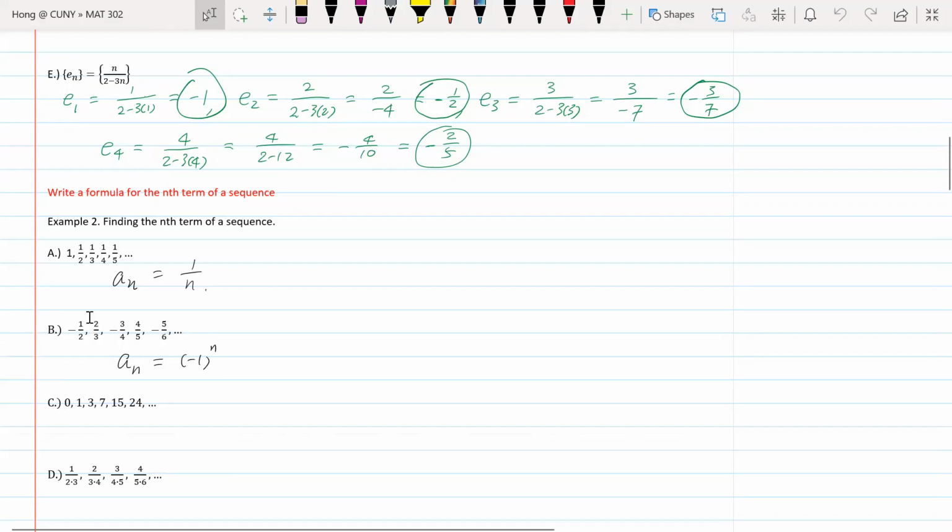So then observe the fraction. What is on the numerator? 1, 2, 3, 4, 5. It seems like n on the numerator. So what is the denominator? 2, 3, 4, 5, 6. So it's 1 more than the numerator. So here's the nth term: negative 1 to the nth power times n over n plus 1.